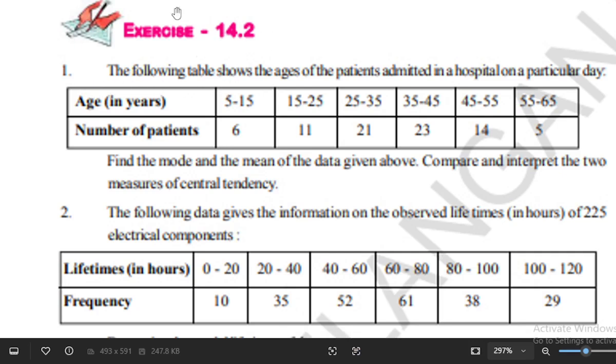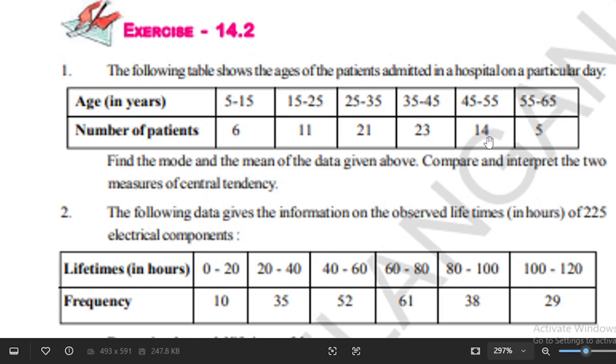The following table shows the ages of the participants admitted in a hospital on a particular day. The data is given in two rows: one is ages, and the other is number of patients. 5 to 15 age group has 6 members. 15 to 25 age group has 11 members. 25 to 35 has 21 members.